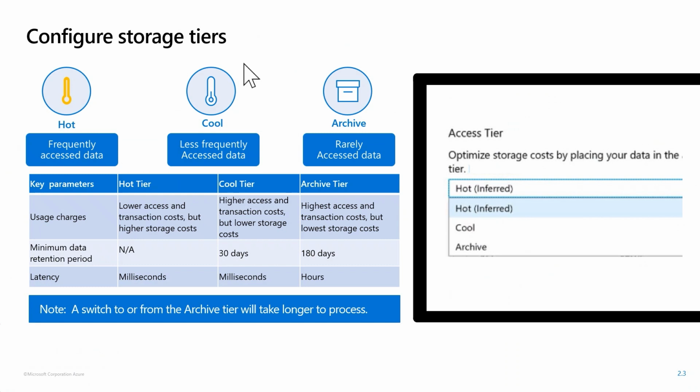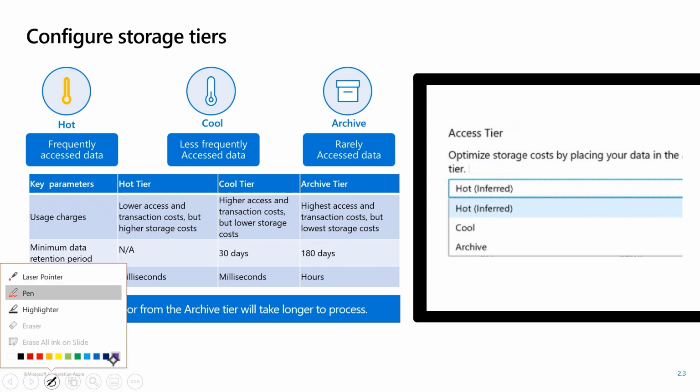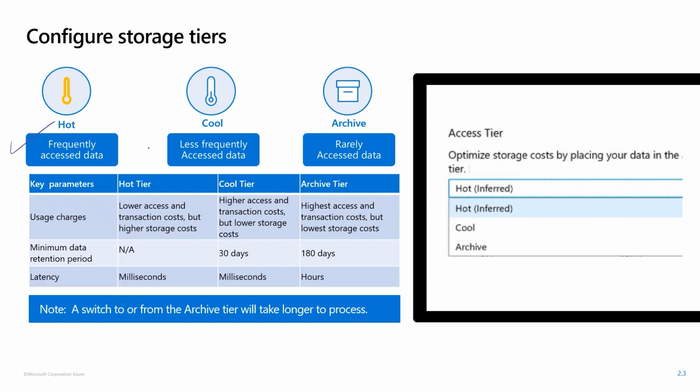The hot tier is wonderful for frequently accessed data, cool for less frequently accessed data, with an average of 30 days minimum retention period. And then the archive tier would be the least frequently accessed or rarest access data tier with upward of 180 days of minimum retention period.